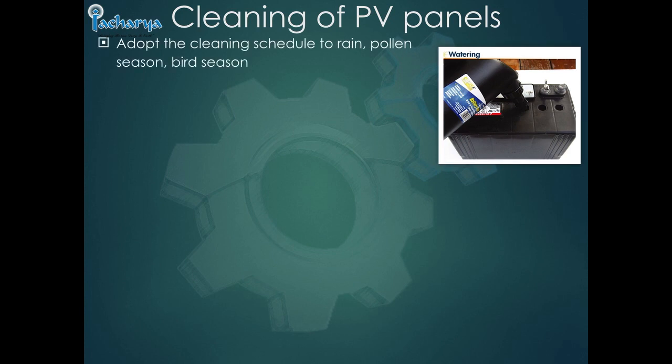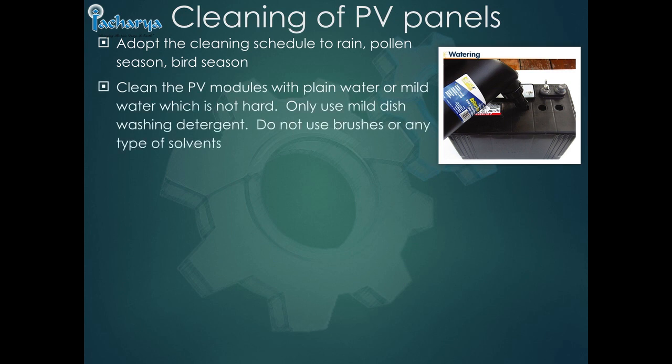Adapt the cleaning schedule to rain, pollen season, and bird season. Clean the PV modules with plain water or mild water, which is not hard. Only use mild dishwashing detergent. Do not use brushes or any type of solvents. Cleaning robots are available for large systems.